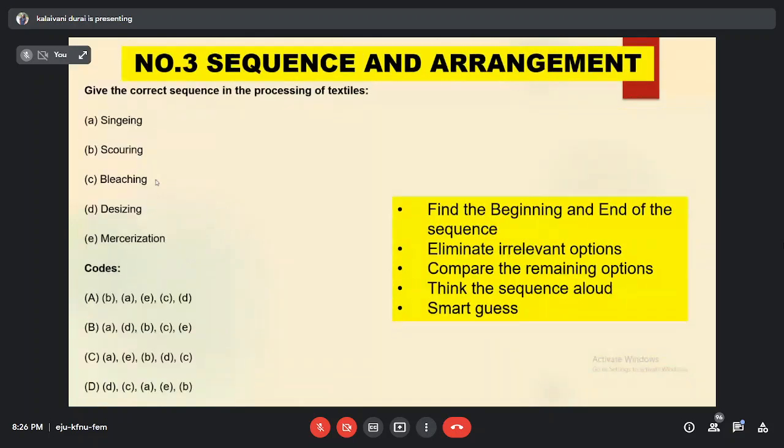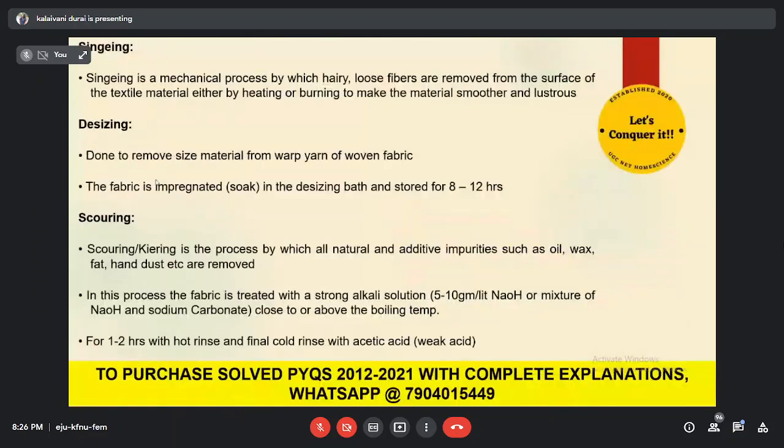Next, yeah, in sequence, let's see what each and every step means. Singing मतलब when we have loose fibers, जो first initial process textile production में initially हमको मिलता है ना fibers, उसमें hairy छोटा छोटा सा structures होते हैं that we burn in order to get a very smooth and lustrous fiber particle. Okay, वही process को हम singing बोलते हैं.